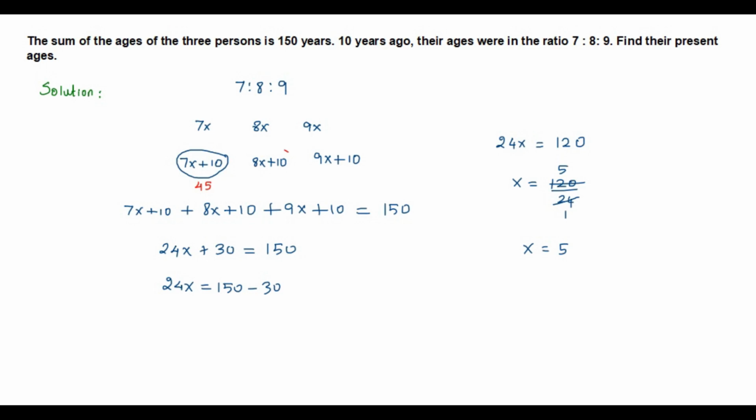And to know the present age of the second person, we have to substitute x is equal to 5 in 8x plus 10. So 8 times 5 is 40. 40 plus 10 is going to be 50. And to know the present age of the third person, we substitute x is equal to 5 in 9x plus 10. So 9 times 5 is 45. 45 plus 10, 55. So the present ages of the three persons are 45 years, 50 years, 55 years.